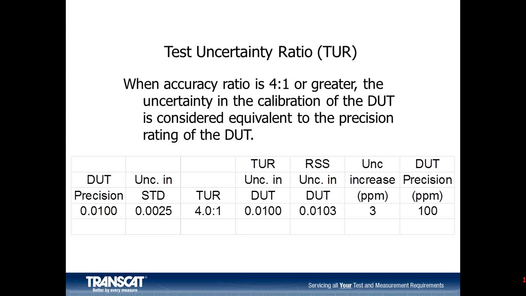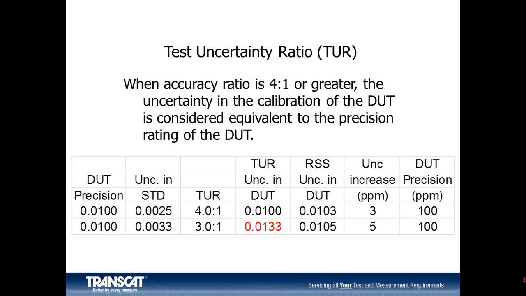If we apply the more technical approach, this RSS type, combine the 0.01 and the 0.0025 by root sum square, we get something slightly higher, 0.0103. But that little bit of increase, that 0.0003 increase, is in the majority of cases at or beyond the resolution of the device under test. So it's really not significant. That's the underlying principle of why 4-to-1 is a good guideline.